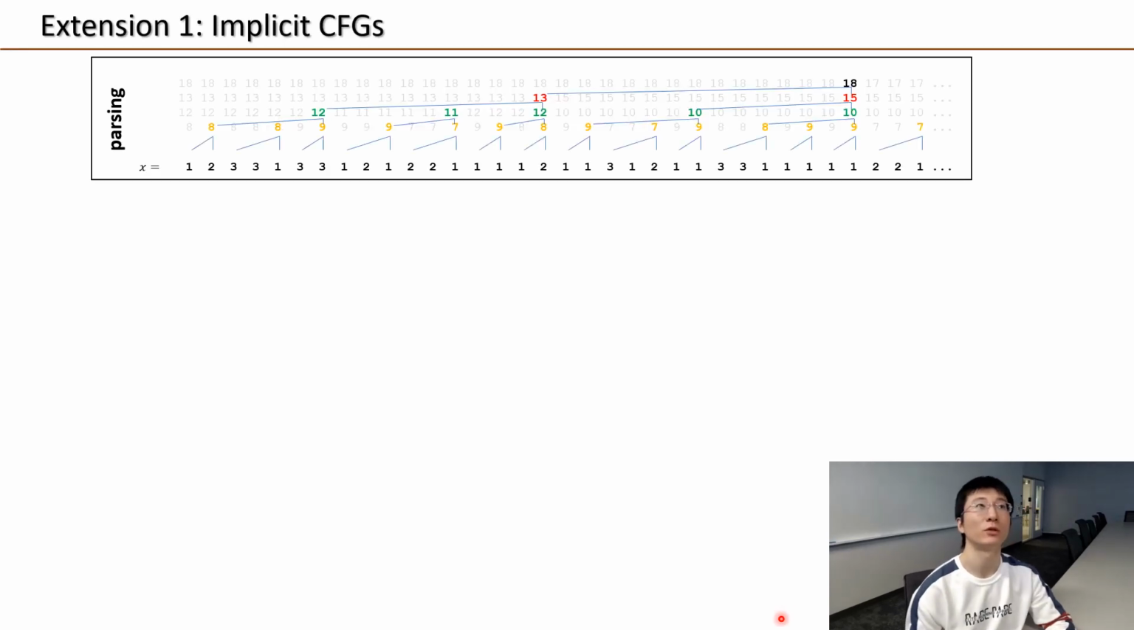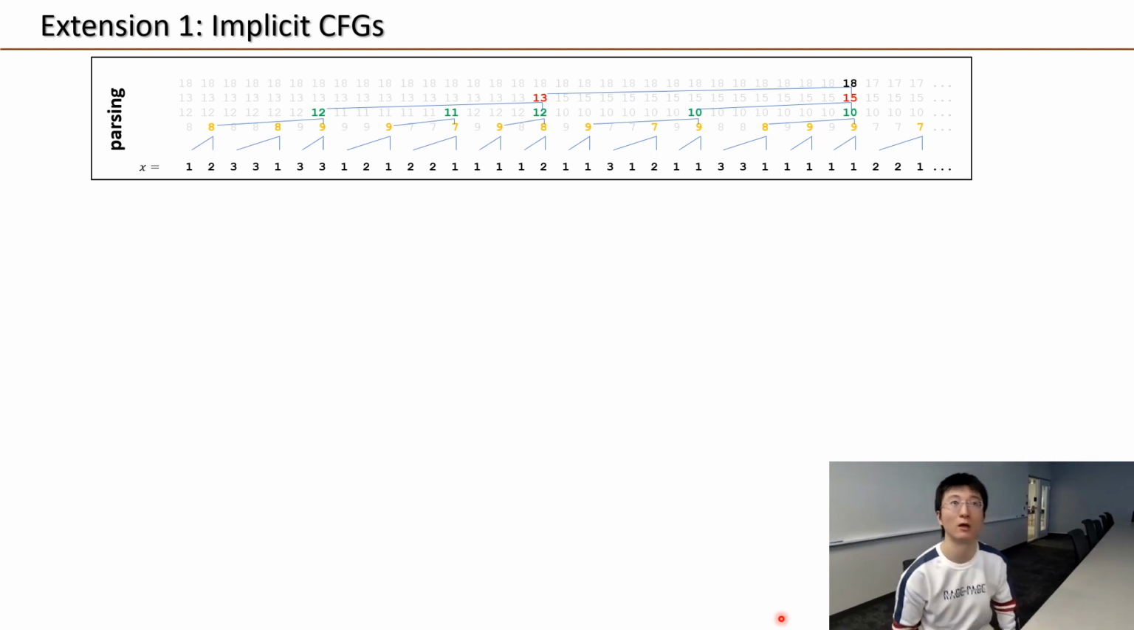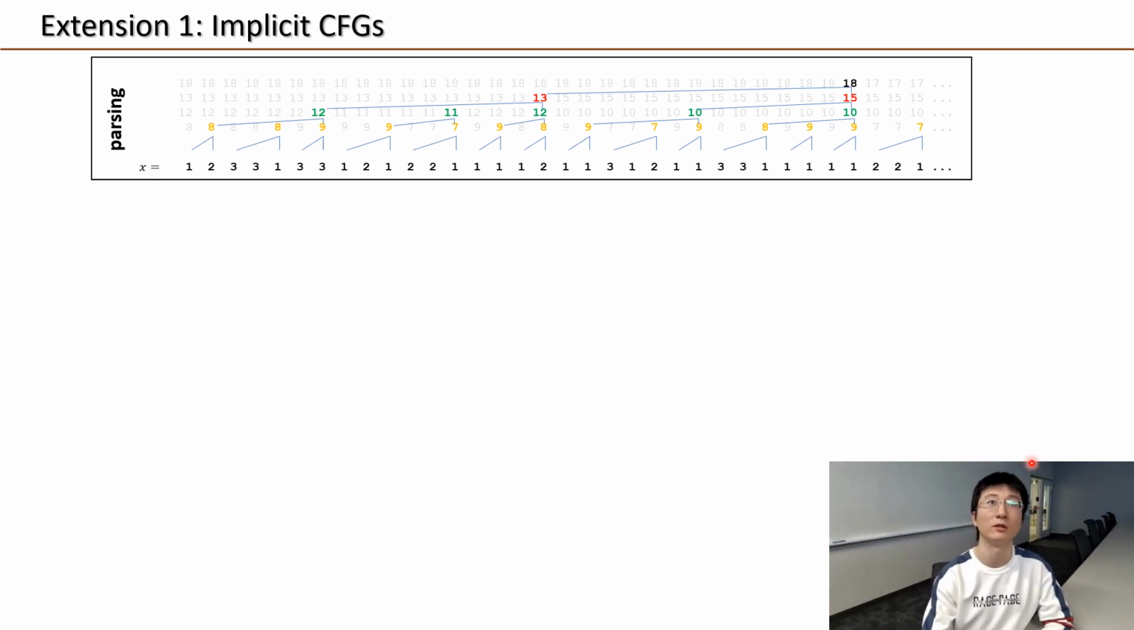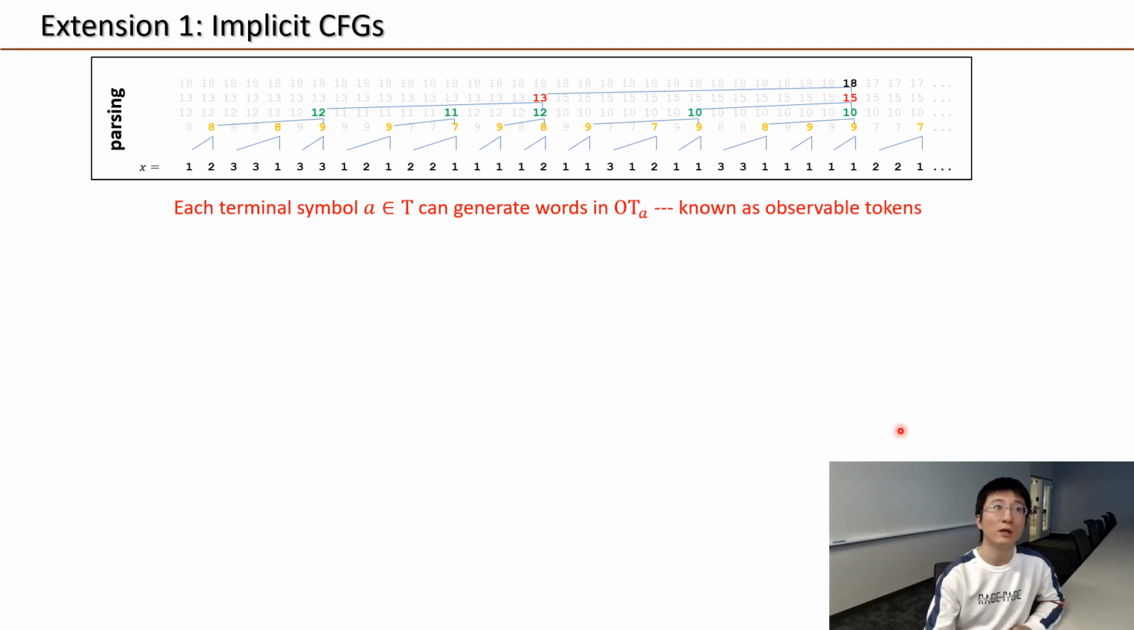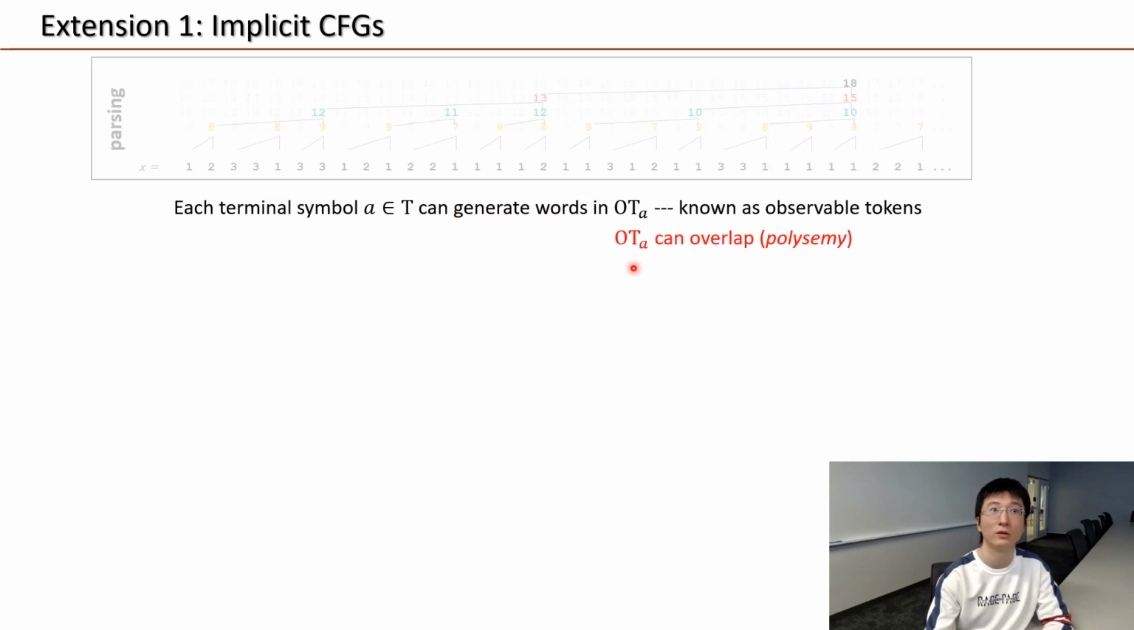The first extension I want to show you is very simple, what is known as implicit CFGs. That is, suppose that not only do we have a CFG that generates terminal symbols, but each terminal symbol is also associated with a bag of words known as observable tokens. For instance, 1 could be associated with the set of verbs, 2 with the set of nouns, 3 with the set of adjectives, and so on. In particular, the observable tokens can also overlap.